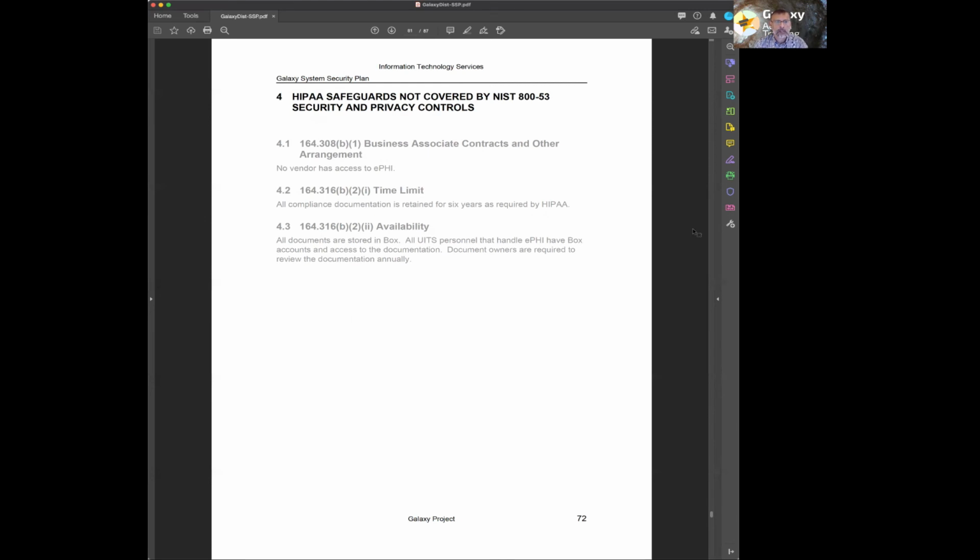There's also a 6-year retention requirement, documentation retention requirement for any compliance documentation, and it has to be available to the people that need to have access to it. So this is the system security plan and the kind of controls that you have in place. And as you can see, many of these controls are local controls, the controls that you have to have in place as part of your installation.